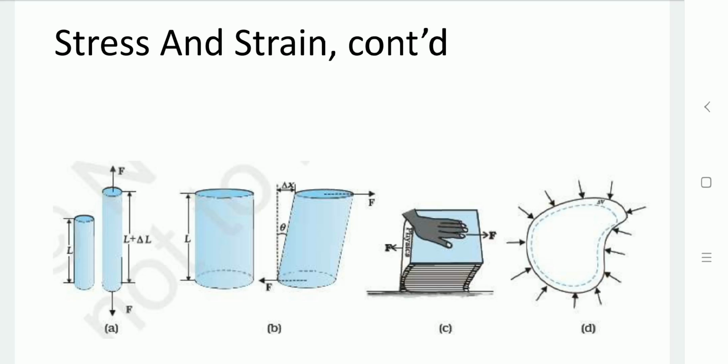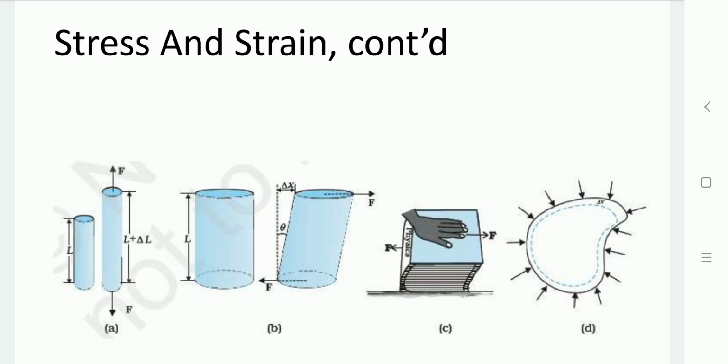Here, as you can see, the bottom end is not displaced much, while the upper end is displaced by the amount delta X. So the relative displacement delta X is available over here, between the opposite faces of the cylinder. As the shearing stress is applied, the displacement delta X is produced.